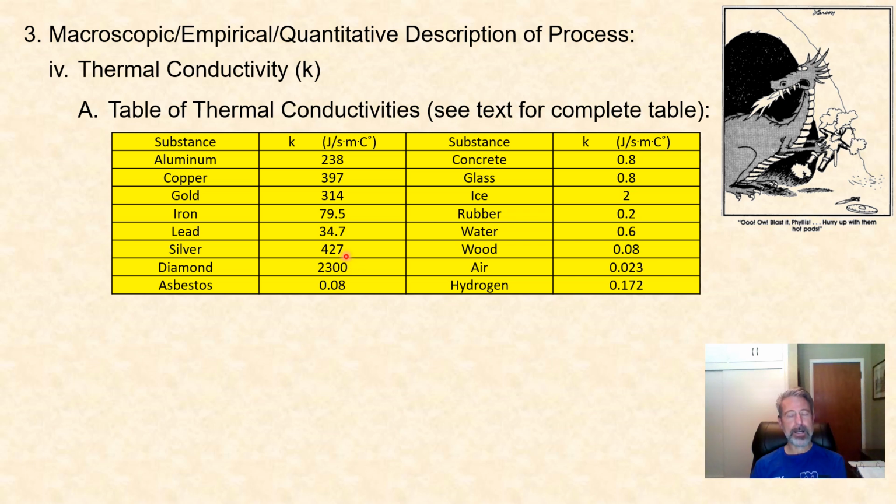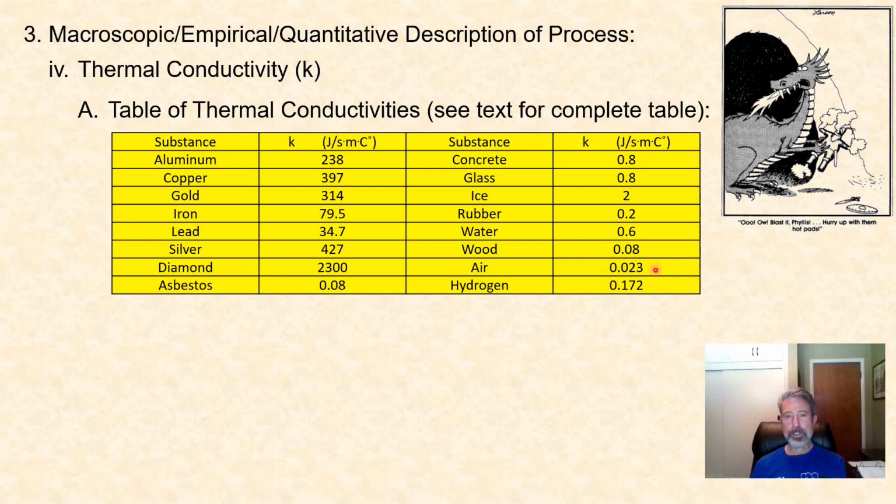Silver is much more effective. It can transfer much more energy per unit time via thermal conduction than can lead. If we come over here, we look at water, we see that water has a thermal conductivity value that's much, much less than most metals, but is certainly much greater than the thermal conductivity value for air down here. Notice how small that is.